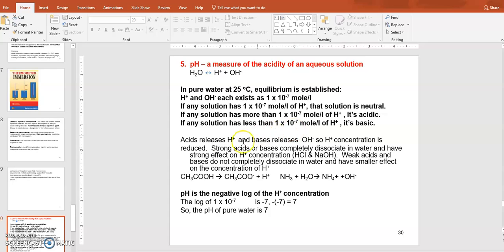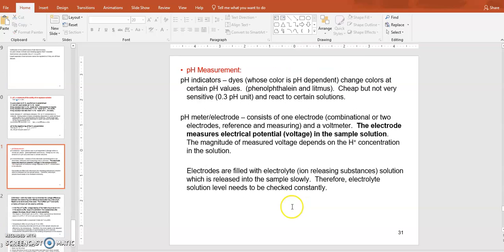Acid solutions will have more hydrogen ions, so the pH value will decrease, and bases will have a higher number because you will have much less hydrogen ion. The log of 1 times 10 to the negative 7 is negative 7, and you make that an absolute number, 7, which is the pH value. So what do you use for your pH measurement?